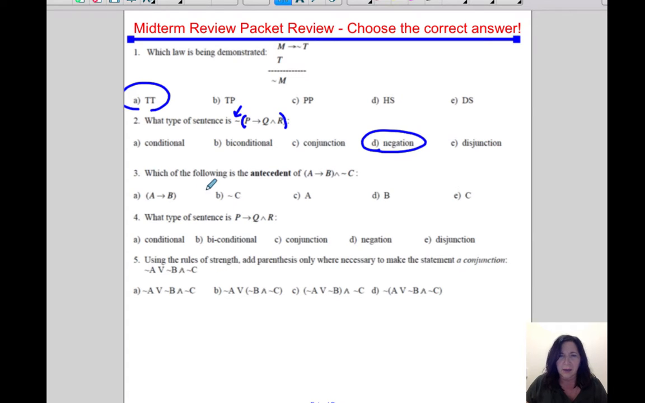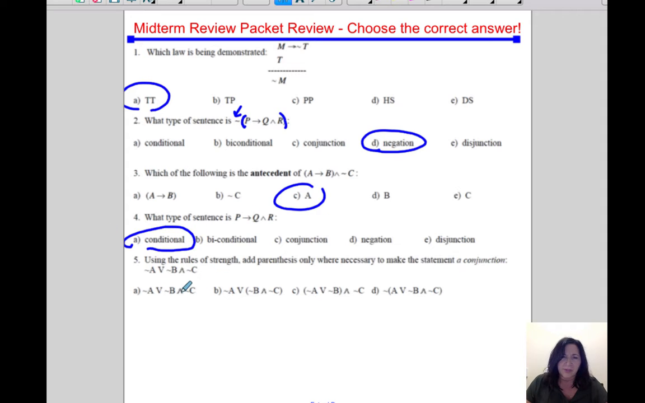This one is saying, which of the following is the antecedent? So the antecedent is the first part of the conditional. So your antecedent would be just A. What type of sentence is this? Now you should notice that there are no parentheses in this sentence. So it does have a conditional and it does have a conjunction, which basically means which one has more strength, a conditional or a conjunction. And your answer should be a conditional.